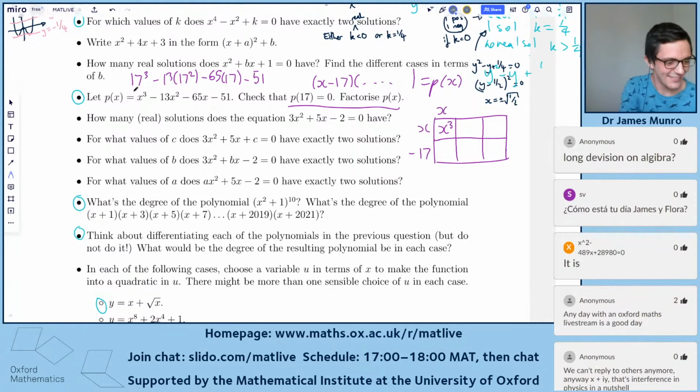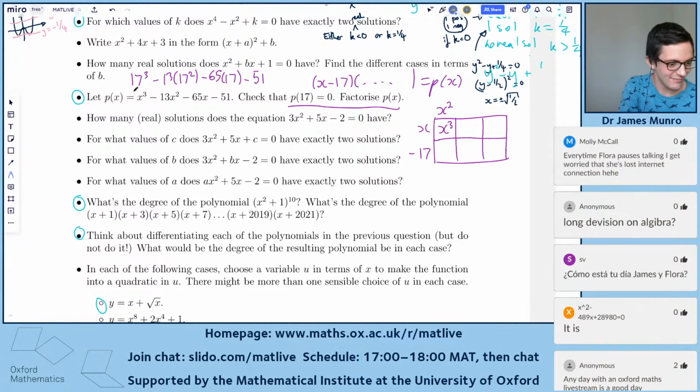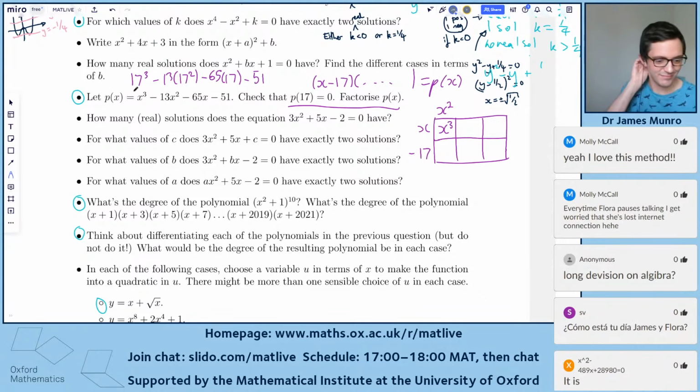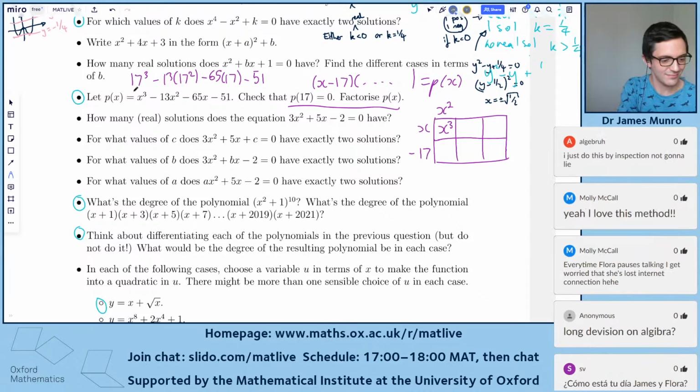Okay, so the point of the grid is on the outside of the grid go the factors. So obviously x minus 17 is one of the factors. The other factor is going to be x squared plus something. And inside the grid needs to add up to p of x. So we're off to a good start. We've got x cubed in the first box, and we kind of work down and then diagonally. You'll see what I mean because I'll go through it.